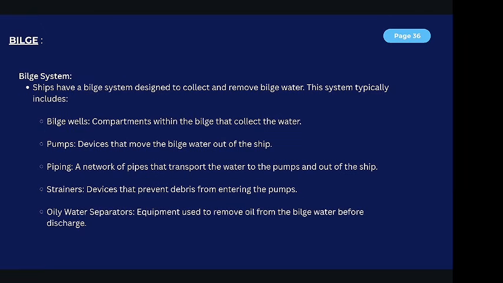The ships have a bilge system designed to collect and remove the bilge water. This system typically includes the bilge wells, the compartments within the bilge that collect the water. It also has the pumps, the devices that move the bilge water out of the ship.